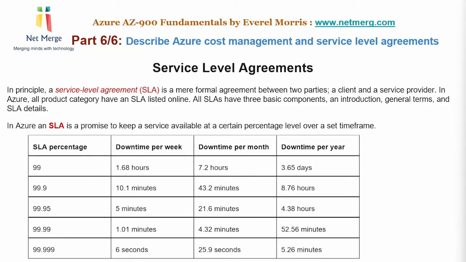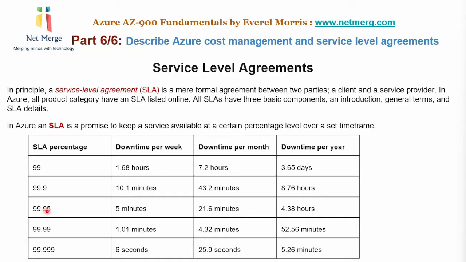Now here is a percentage breakdown of what an SLA would look like in Azure, and I'm going to go through each of them to make sure that you understand it. At the SLA percentage, we have what we call two nines right here. At 99 percent, your downtime would be approximately 1.6 hours per week, 3.65 days annualized at two nines. At three nines, your downtime would be 10 minutes per week and 8.76 hours annualized.